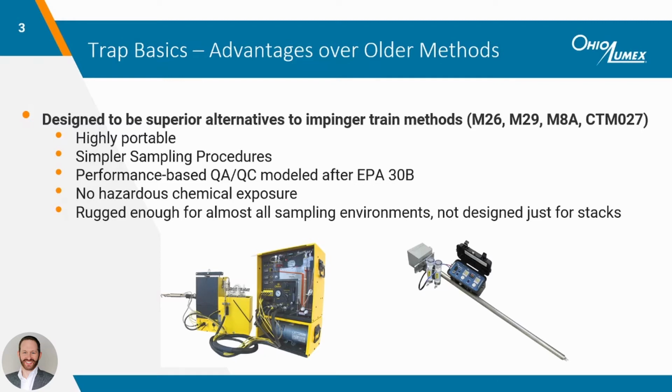Using sorbent traps, the sampling technician does not need to deal with the hassle of using acids or other liquid reagents on site. Finally, sorbent traps were designed for use in nearly all sampling environments, including those upstream of particulate control devices. This sets the traps apart from impinger-based methods, which often fail in these environments.